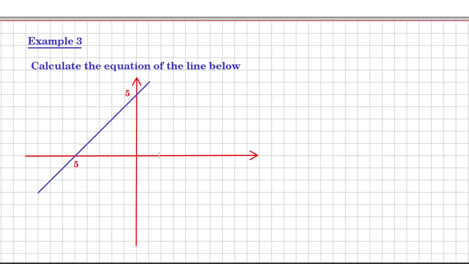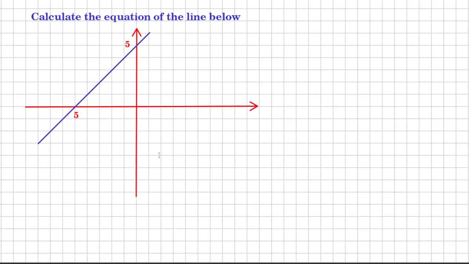Next example. In this example, you are given the line, and then you are going to extract the coordinates by yourself. This coordinate is supposed to be negative 5, 0. And then this one is supposed to be 0, 5.